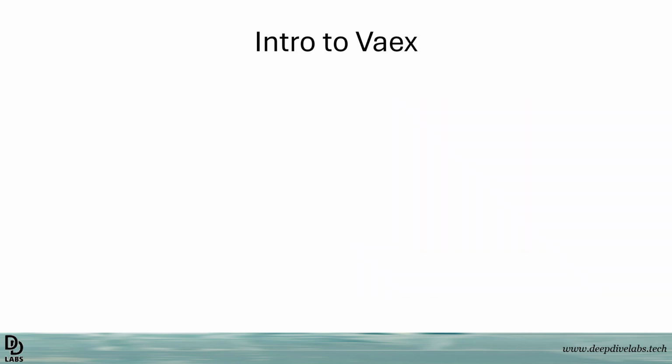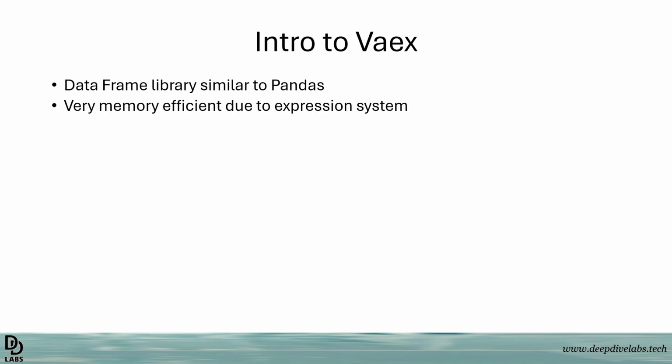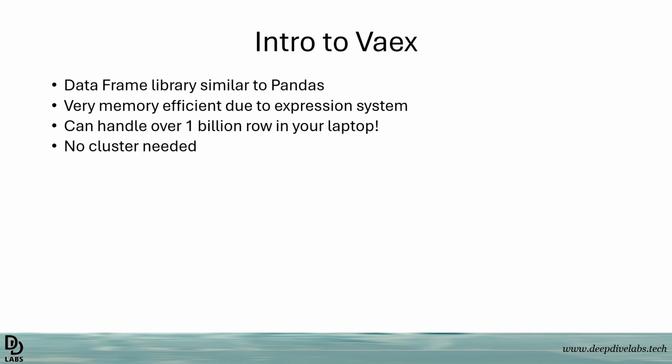So the Vaex library is also very popular for very big data processing using Python. The data frame library is very similar to Pandas. It's very memory efficient because of its expression system. What it means is, Pandas creates a copy of the data in memory every time, whereas Vaex just makes a reference to the actual data that is there on the disk. So it can handle over 1 billion rows even on your laptop. No need to form a cluster.